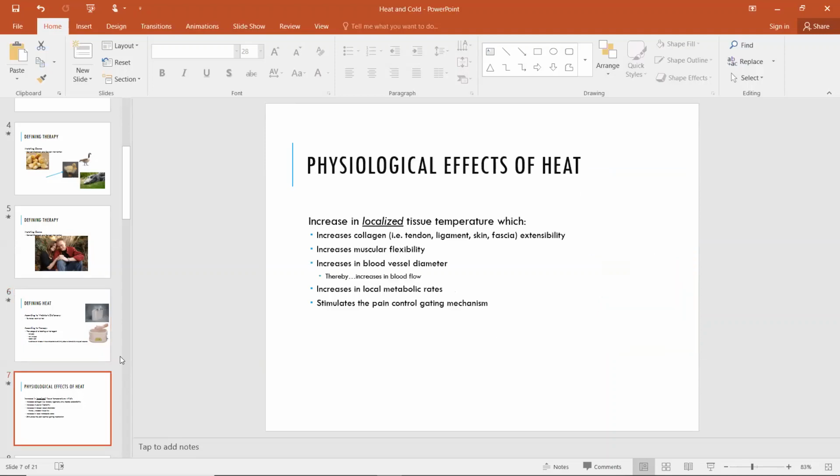All right. So the physiological effects of heat: increase the localized tissue temperature. We're bringing blood flow in, increasing collagen extensibility, muscle flexibility, and metabolic rate, and stimulating the pain control gating mechanism. Basically what that means is we're trying to increase the blood flow to an area.